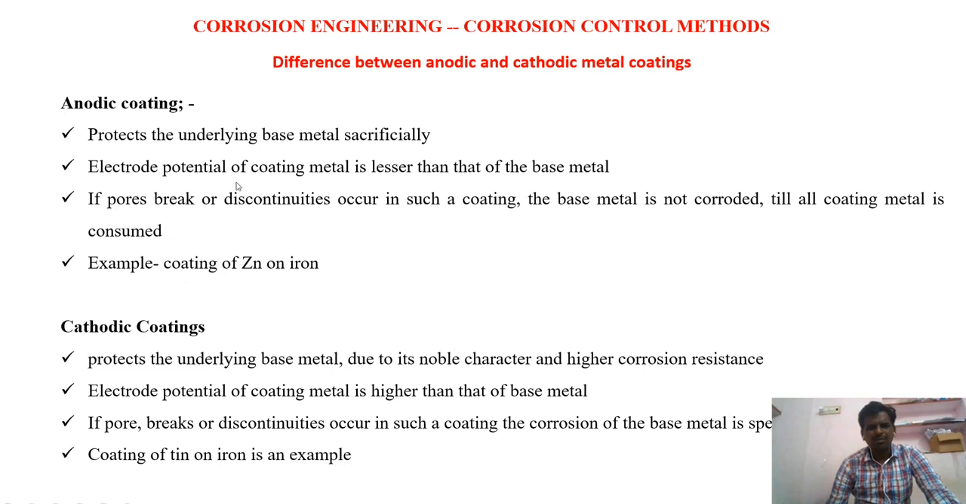Next, the electrode potential of the coating metal is lesser than that of the base metal. Here the anodic coating metal has a lesser electrode potential than the base metal. In the cathodic coating, the electrode potential is very high because it has more resistance against corrosion. So that metallic coating has a higher electrode potential than the base metal.